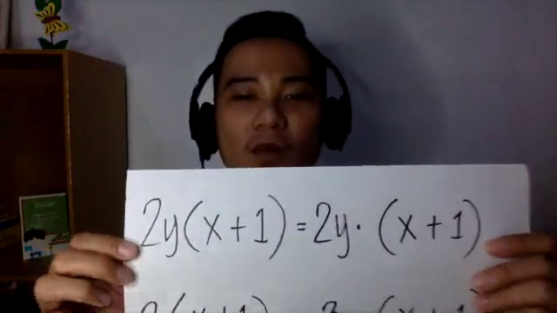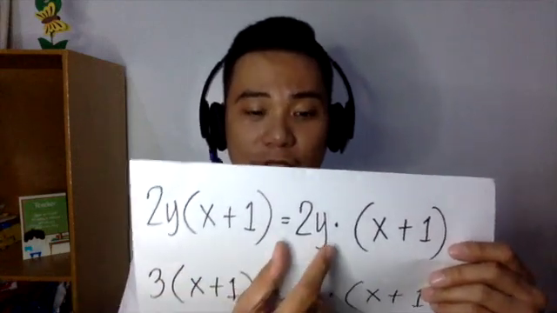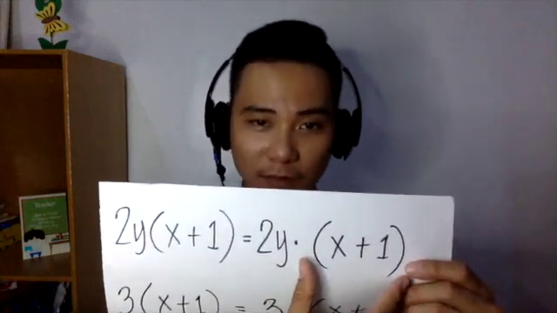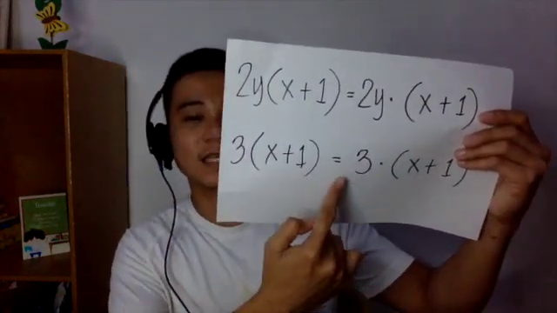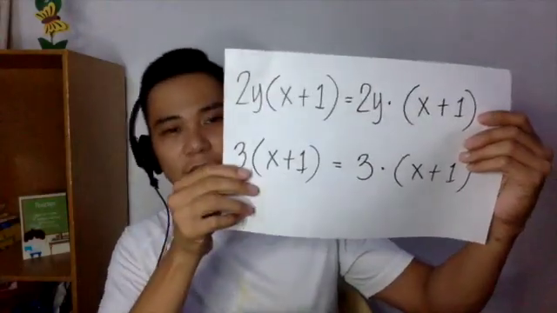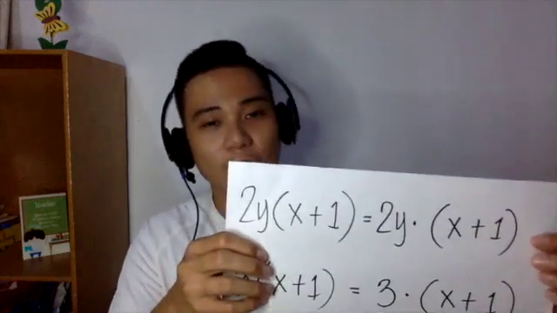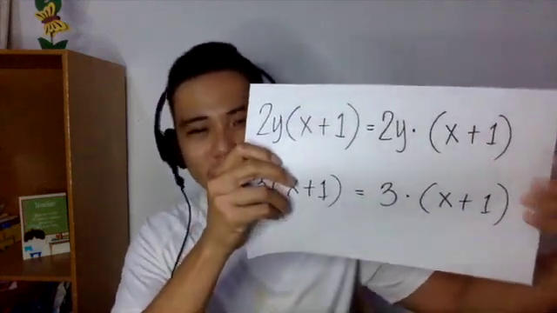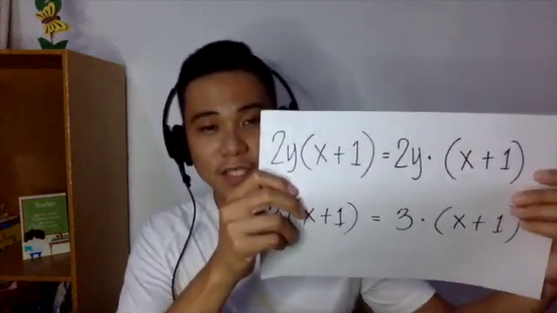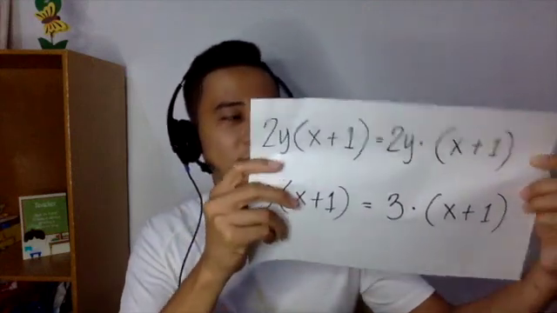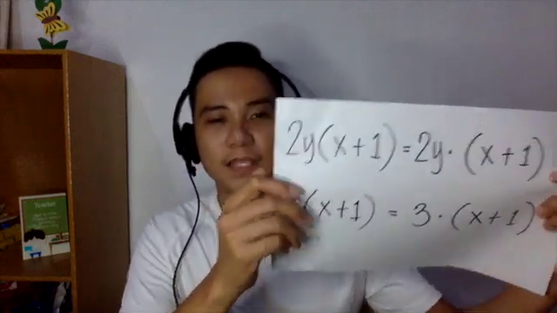Look at this. For the 2y times x + 1, of course, it's 2y times x + 1. On the other hand, the 3 times x + 1 is 3 times x + 1. Take a look at the factors. It's very obvious. The common factor between the two polynomials is x + 1. So the GCF for this particular example is x + 1, the whole factor.